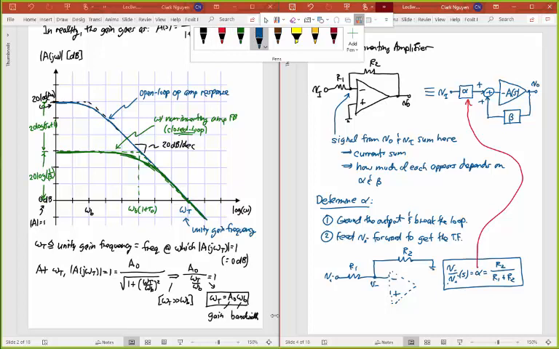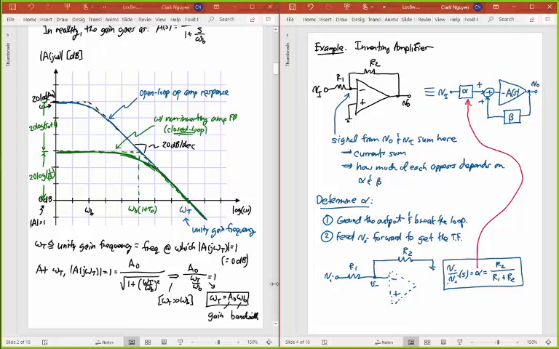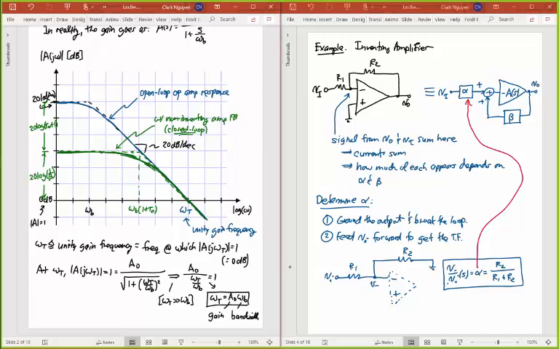Let me go to the other side here. Okay, this thing doesn't want to let me touch this. All right, use my mouse.